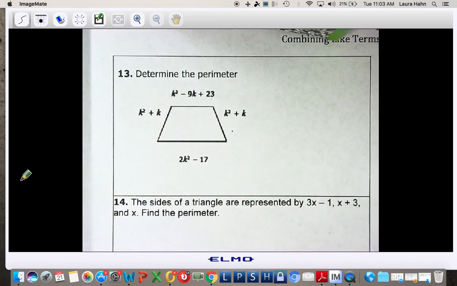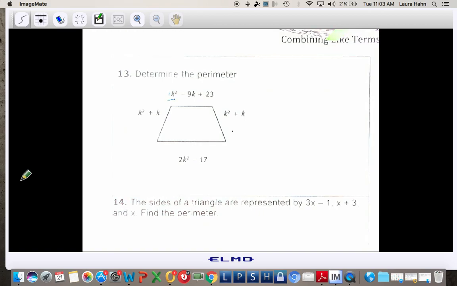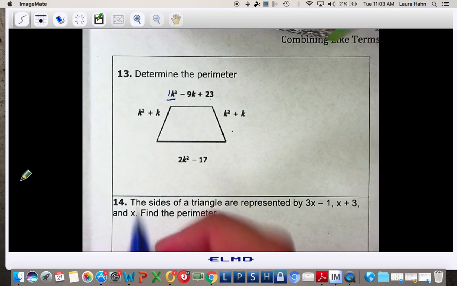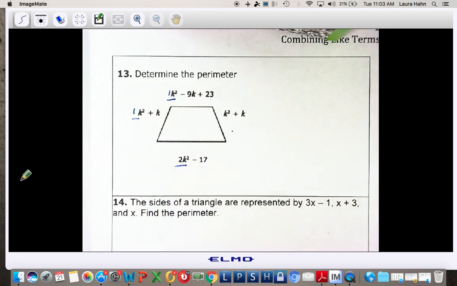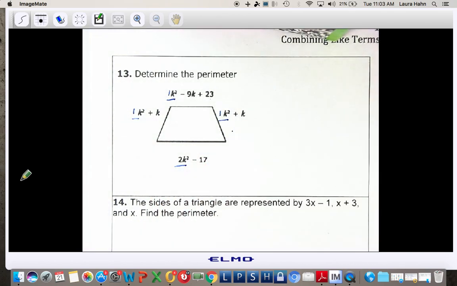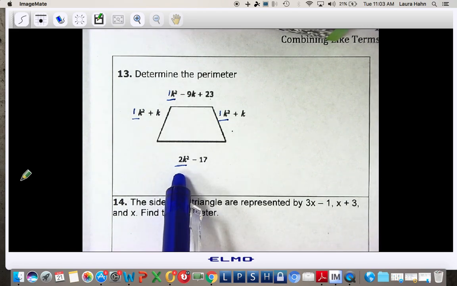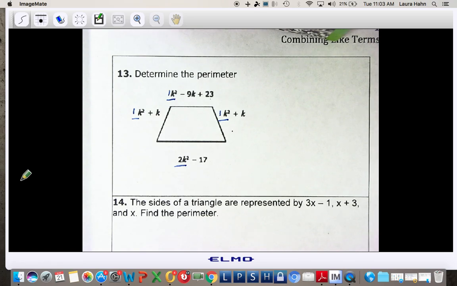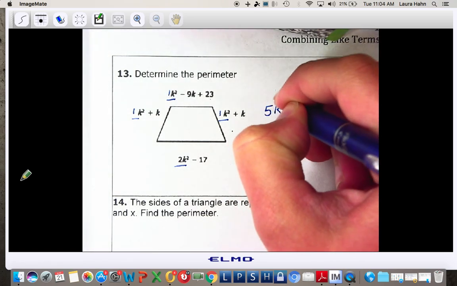So I'm going to start with my k squareds. So I see 1 k squared here. Okay, and then I'm going to find all my other ones. Here's another k squared. At the bottom we have 2 k squareds, and on this side we have 1 k squared. So let's add those up. That's 2 plus 1 plus 1 plus 1, which would give us a total of 5. So I'm going to have 5k squared.